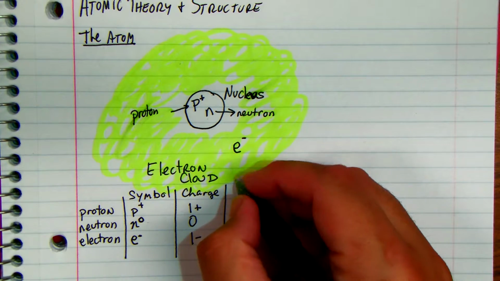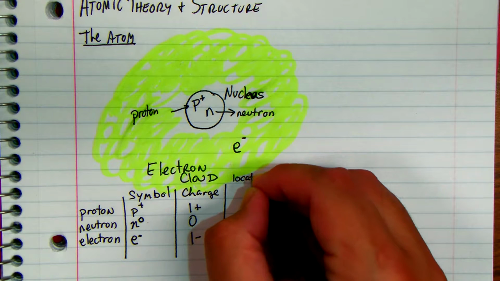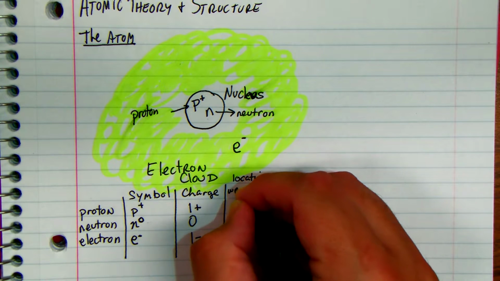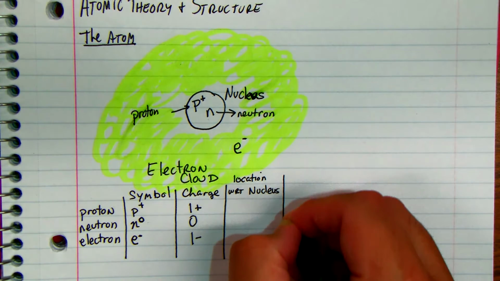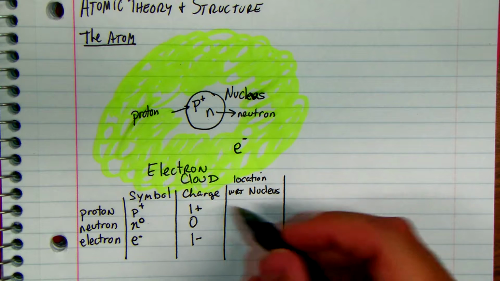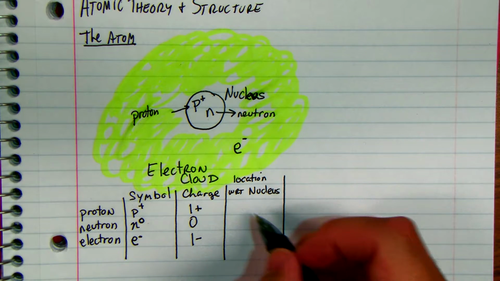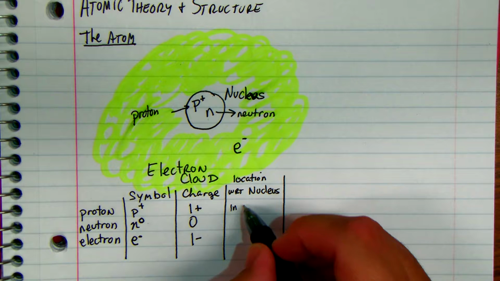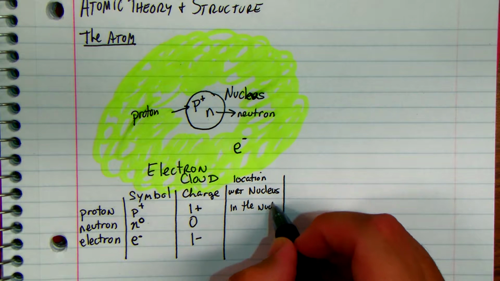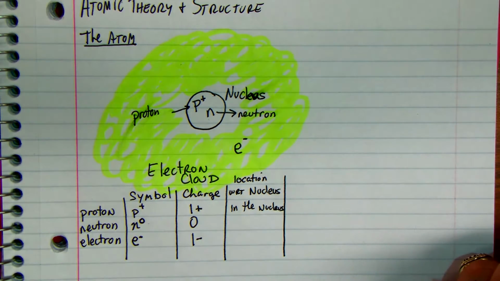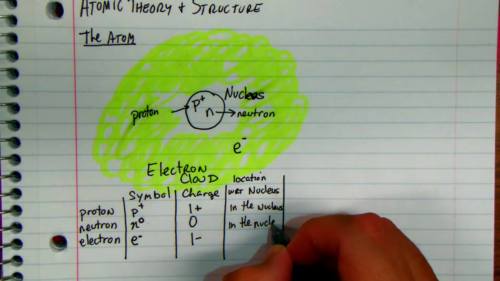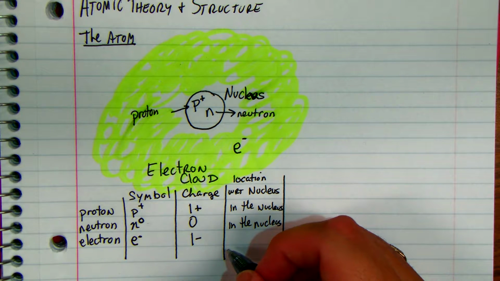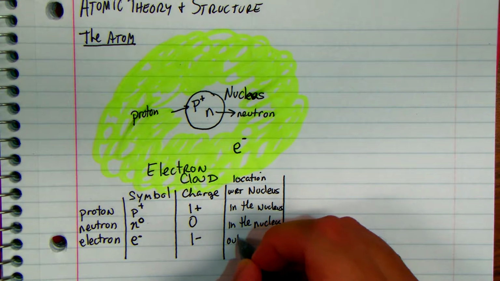Now, let's talk about location. With respect to the nucleus, is the proton inside or outside the nucleus? All right, so it's in the nucleus. What about the neutron? In the nucleus. The electron, is that in or out of the nucleus? It's out of the nucleus.